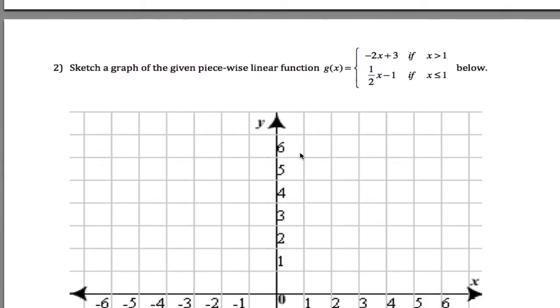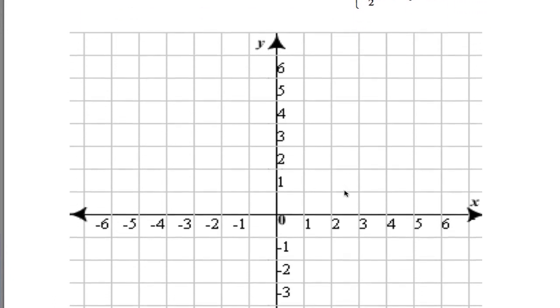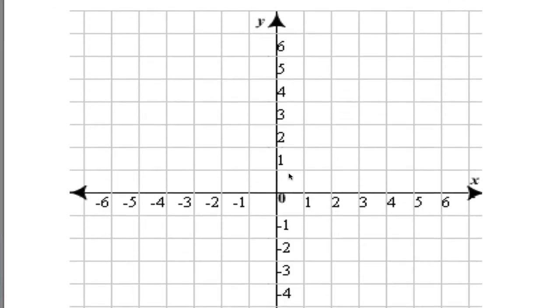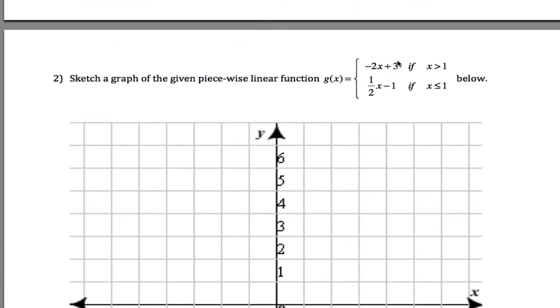All right, final question says, sketch a graph of the piecewise linear function. Negative 2x plus 3 if x is greater than 1. So x is greater than 1 over here. And what I want to do is graph negative 2x plus 3 over here. One way you can do that is, well, negative 2x plus 3, this top equation, has a y-intercept of 3 and a slope of negative 2 over 1. So b equals 3, m equals negative 2 over 1.